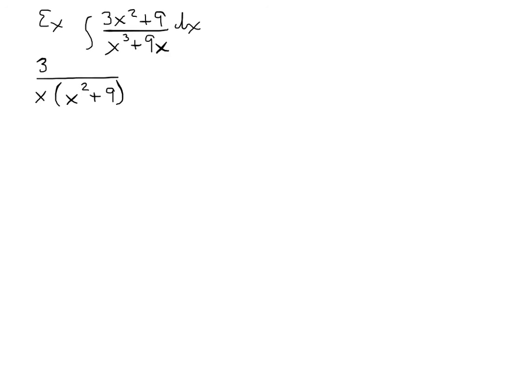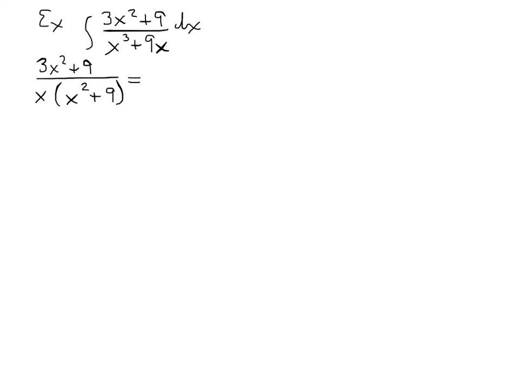Let's look at the integral of (3x squared plus 9) all over (x cubed plus 9x). Okay, so first of all, this one is not completely factored yet. So let's do that. In the denominator, these have an x in common, so I'll factor out an x, and I'm left with x squared plus 9. And this was all over 3x squared plus 9.